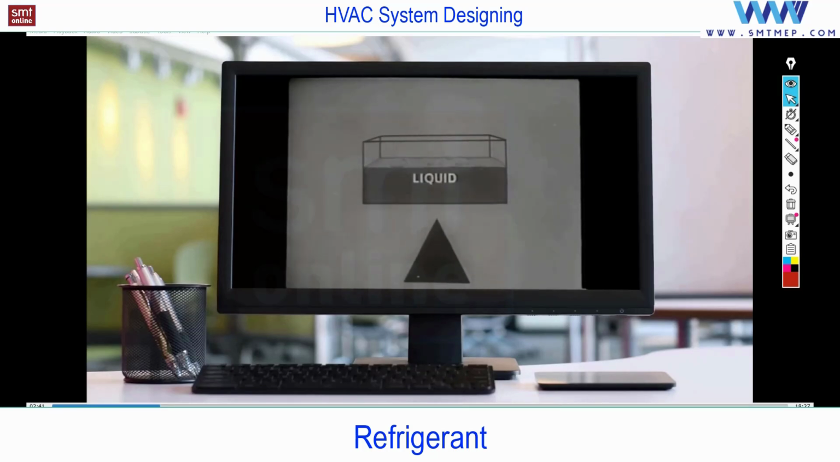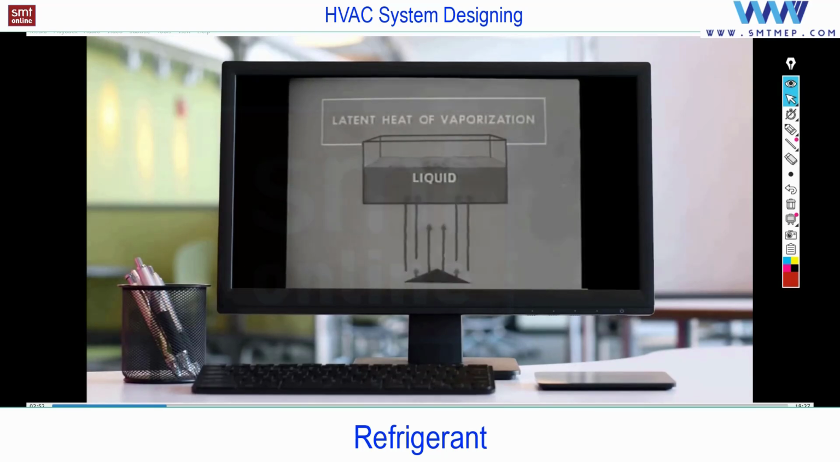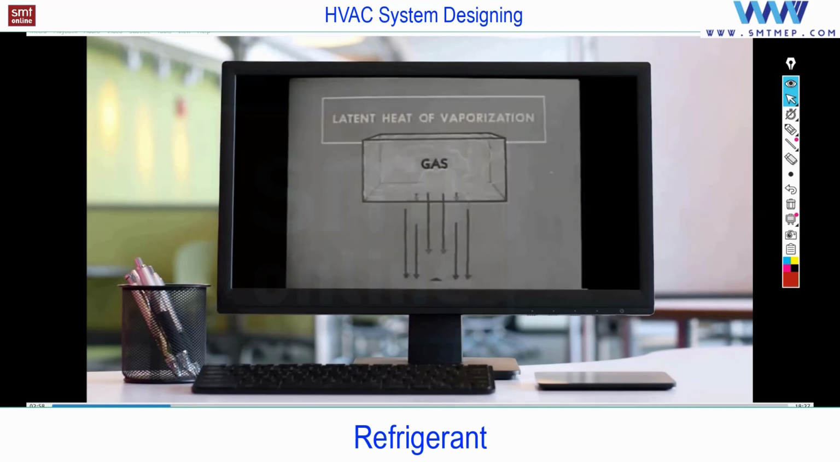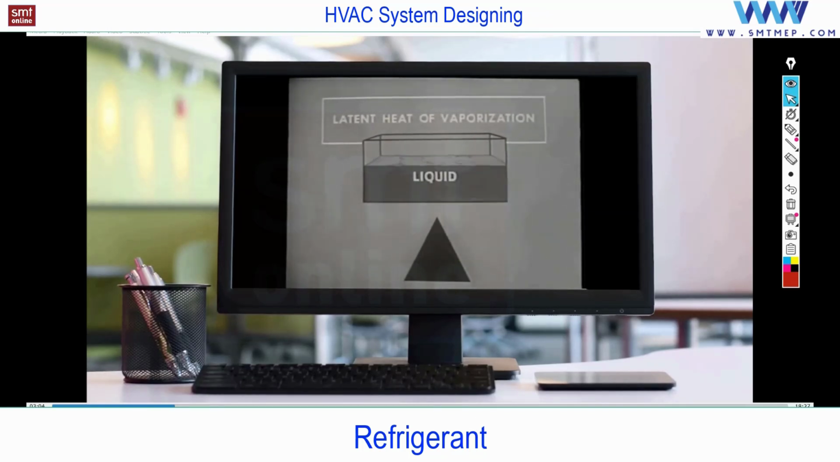The other quantity of heat, latent heat of vaporization, is that which must be absorbed by the substance in the liquid state in order for it to change to a gas, or that must be removed from the gas if it is to return to the liquid state. In mechanical refrigeration, it is the movement between liquid and gaseous states that is important.